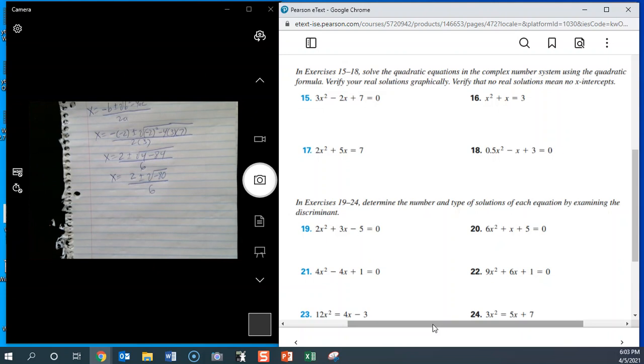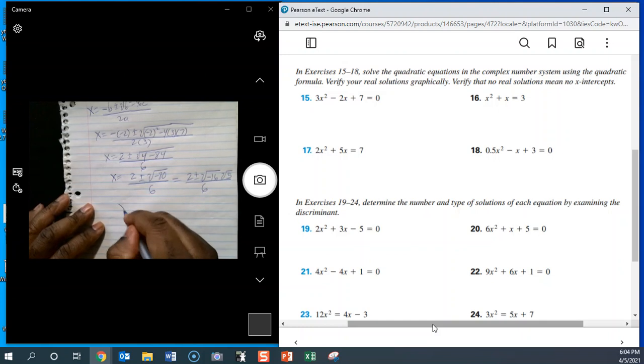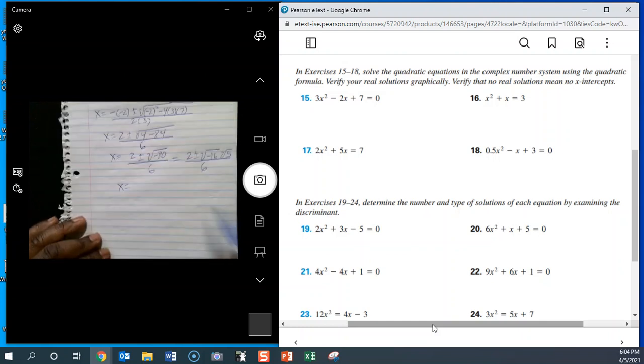Now, -80 actually has a perfect square in it. So we could rewrite this as 2 plus or minus the square root; the highest perfect square in 80 is 16. That will leave you the square root of 5 all over 6. So you have x is equal to 2 plus or minus the square root of -16, which is 4i, times the square root of 5 all over 6.